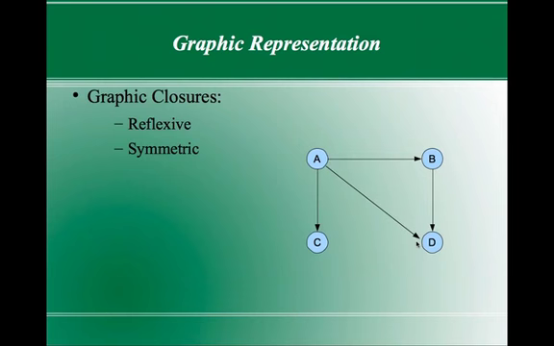And then finally, for transitive closures, these can be relatively easy to find on small graphs like this, but when you get graphs that are representing large sets of data, it can be very difficult to actually use a graph to find a transitive closure. In those situations, you would want to use a matrix and use composition like we did before.